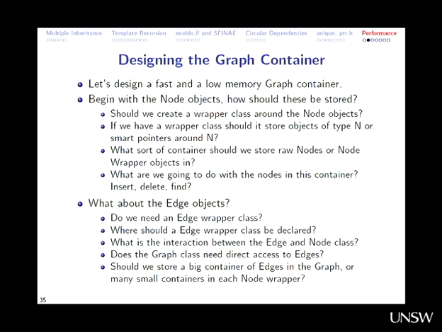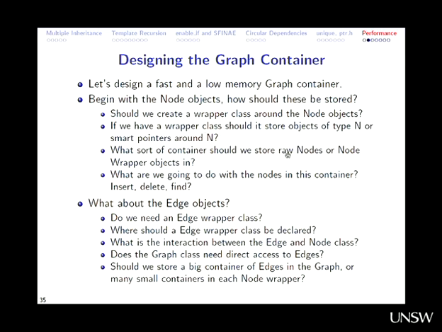So, I'm really running out of time, but let's talk about designing the graph container. Okay? So let's talk about how we store the node objects. Questions we might ask, and hopefully you did ask when you were doing assignment 3, is should we create a wrapper class around the node objects? Should we create, say, a class node that wraps the type N? If we have a wrapper class, which we should do, should that store objects of type N, or should it have smart pointers around N? A smart pointer is an object itself, okay? So we end up putting more complexity into our code, but we might end up minimizing memory in the long term because we don't end up storing duplicates.